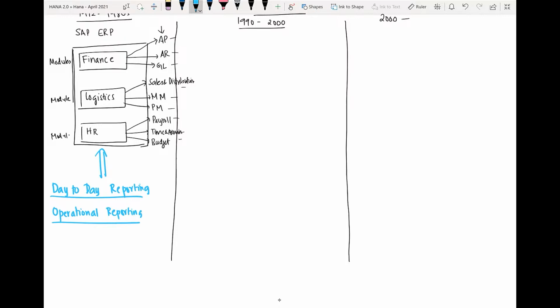In order to run my day-to-day operation, what information would I need from my finance team, what information would I need from my logistics team, and from my human resources team. It was very narrow focused, and it was serving a purpose.